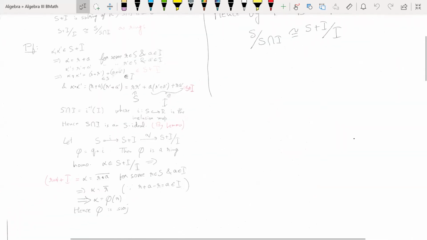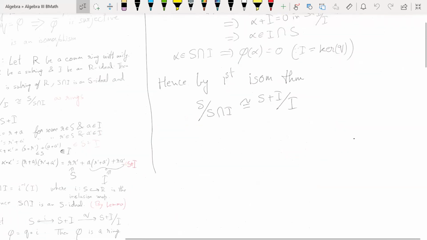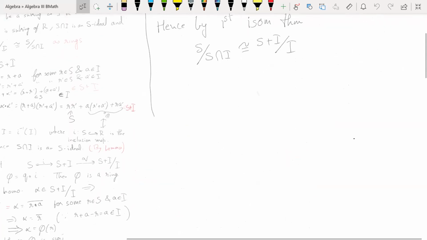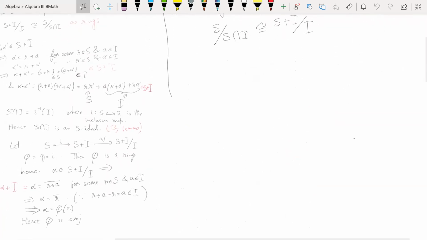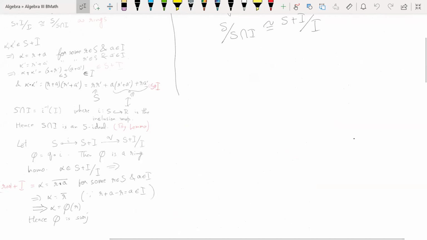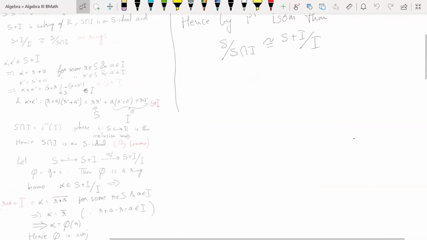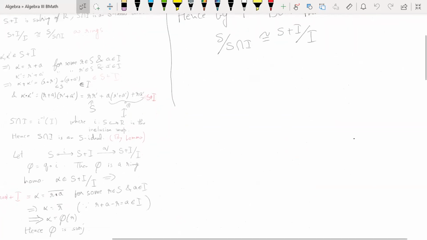So for some reason I can't make this smaller. Okay, so I'll just wait a little bit. So hence phi is surjective, and this doesn't become any more small.